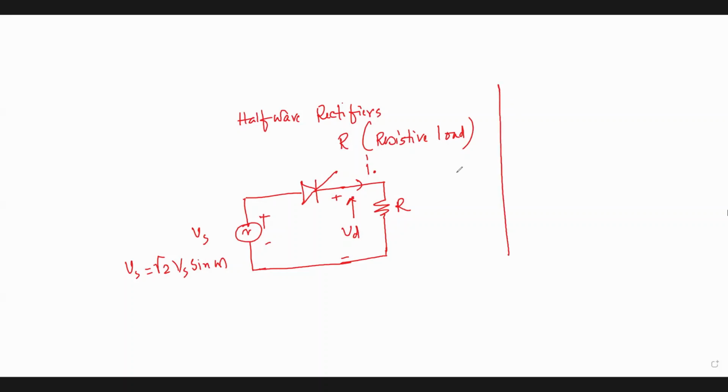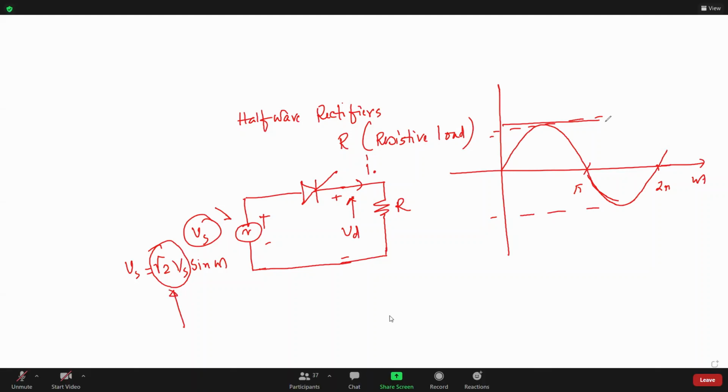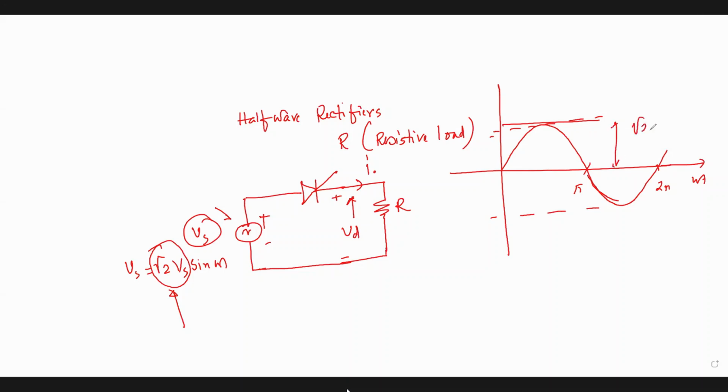If we now apply this Vs input voltage here, the wave shape of the input voltage will of course be sinusoidal. This is your pi and this is your twice pi, and suppose this is omega t. And what is this peak value? Vm is what? Root 2 Vs. Yes, it will be root 2 Vs, right?